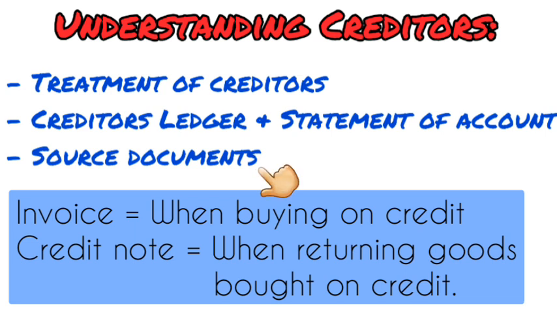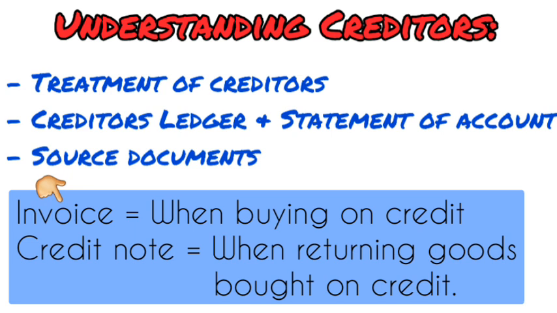Then we move on to the issue of source documents. When we are dealing with creditors control, you need to be able to know what are the invoices that you are going to find commonly when dealing with credit transactions. So the first one is going to be what we call an invoice. An invoice is what I get when I am buying on credit. My creditor, meaning the business I'm buying from, will keep what we call a duplicate of the invoice, and they will give me an original of the invoice because I'm the customer.